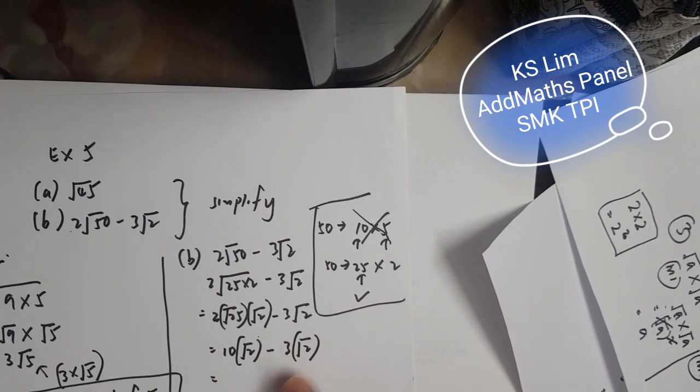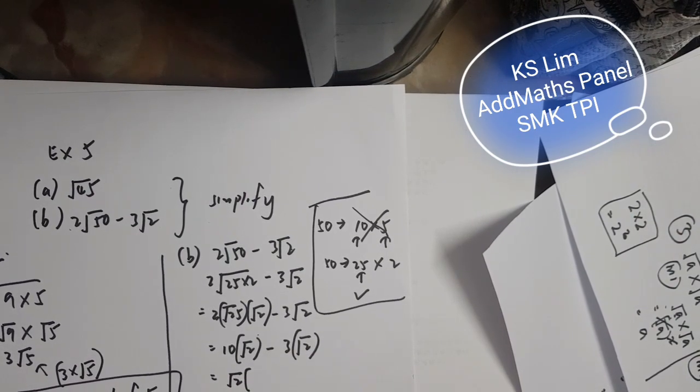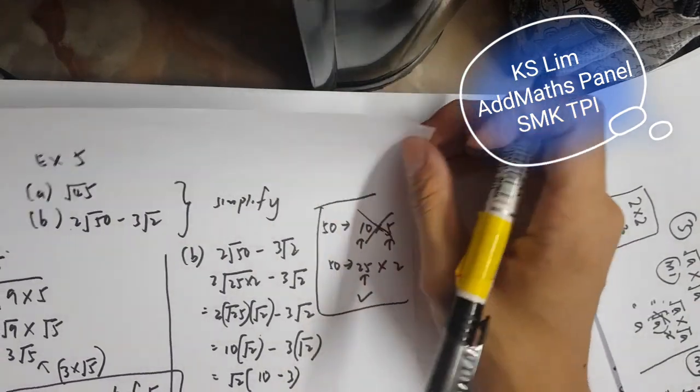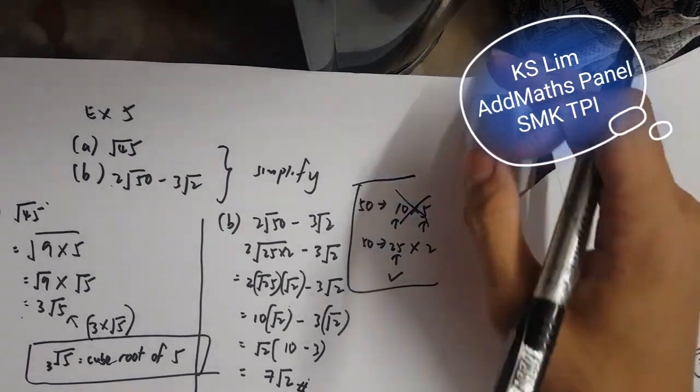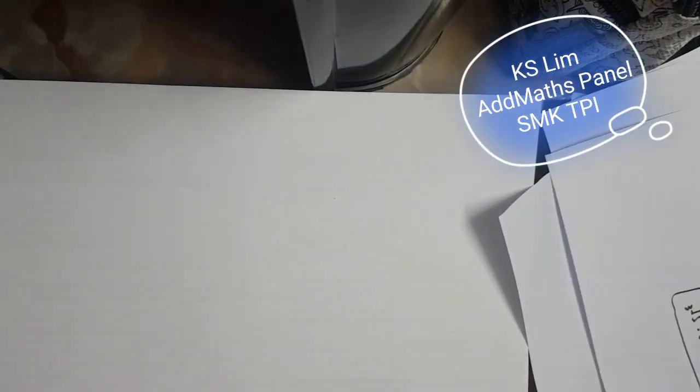See, this one, common factor, 10 minus 3. Square root 2, you take it outside. Find the common factor, you should know, right? So 10 minus 3, 7 square root 2. Here's your answer. Seven square root 2. Okay, that's the example 5. Okay, so I go to next example.